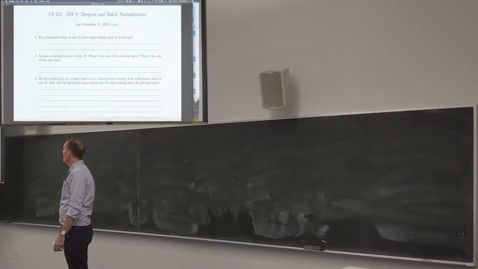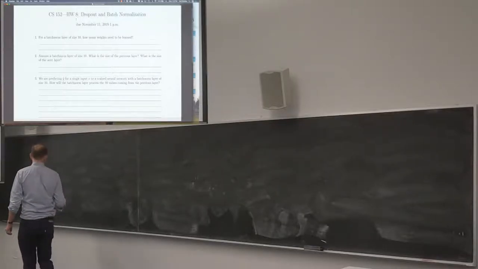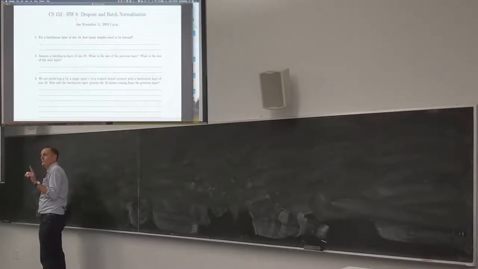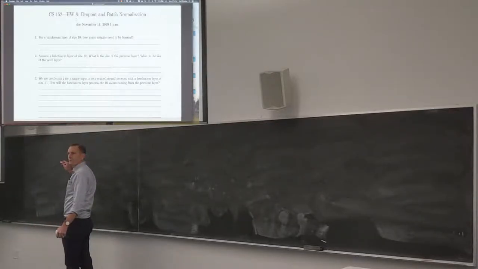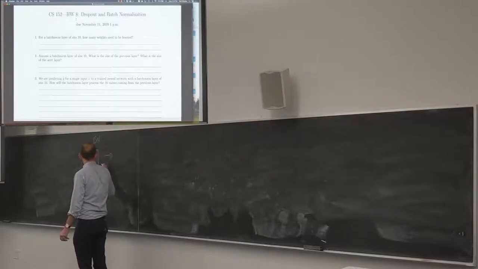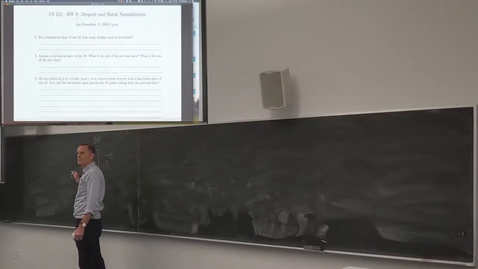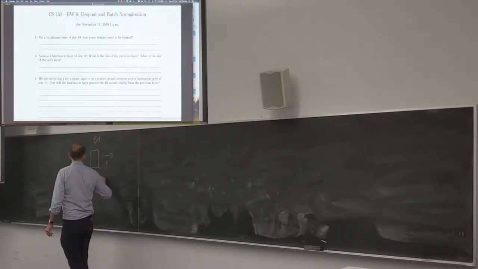So for a batch norm layer of size 10, how many weights need to be learned? Let's simplify this problem for just a second. Let's say we have a batch norm layer of size 1. All right? So how many inputs do we have? 1. And how many outputs do we have? Also 1. So we got 1 coming in, 1 going out. How many weights do we need to learn? 2 weights.